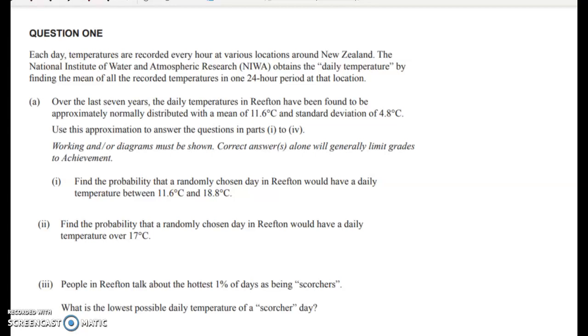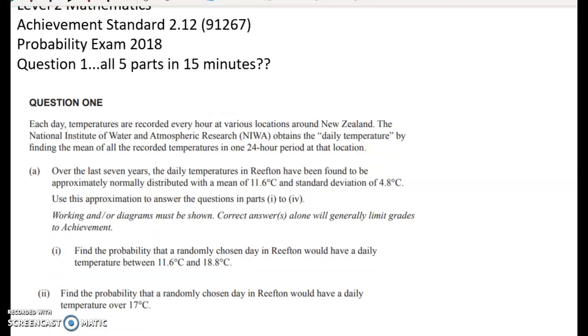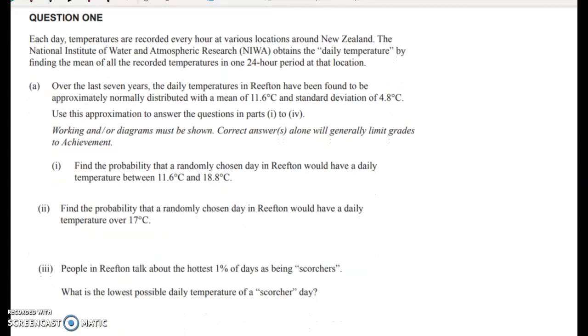Kia ora, Year 12. This is question 1 from the 2018 probability exam. It's all about the normal distribution, and I'm going to try and get through all 5 parts of it in 15 minutes. So I'm going to do this using the tables.